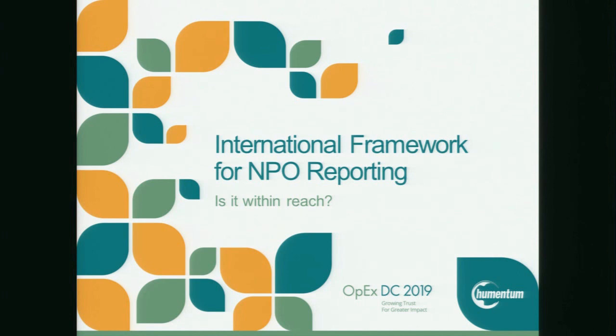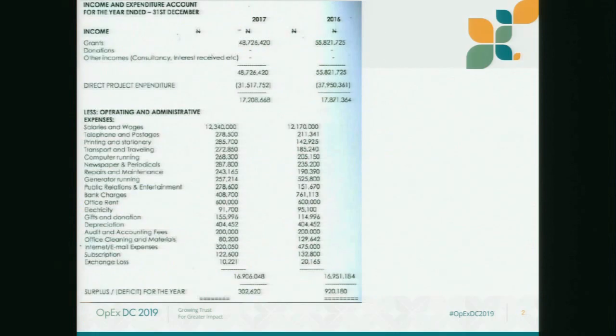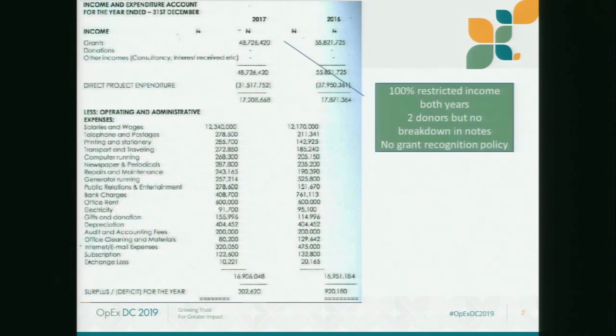So I wanted to start off framing this with an example of some financial statements from, in this particular case, Nigeria, because this gets quite theoretical, and I wanted to get us rooted in some real sorts of financial statements. So here's an example of an income expenditure statement from Nigeria, so those ends are Naira. And what you can see here, we've got 100% restricted grant income for both years.